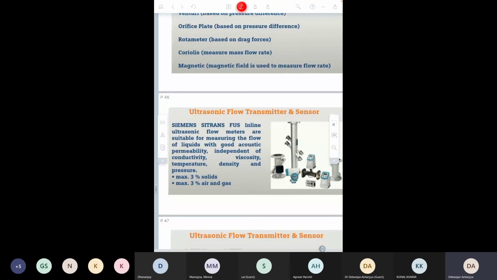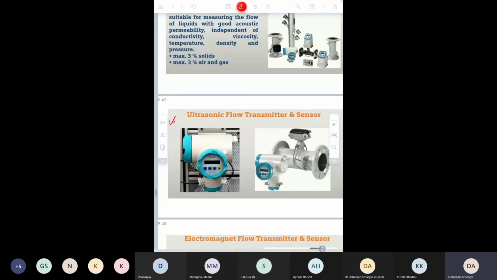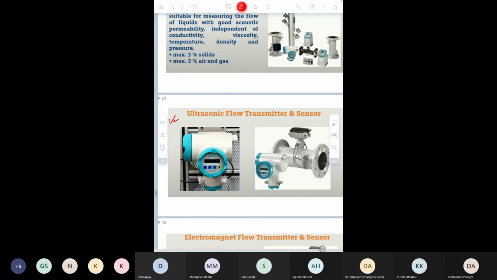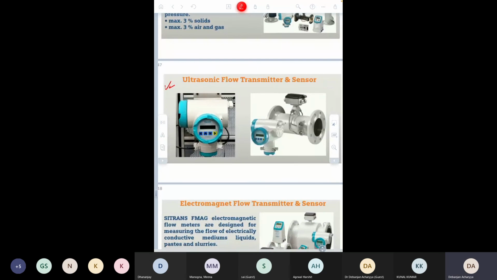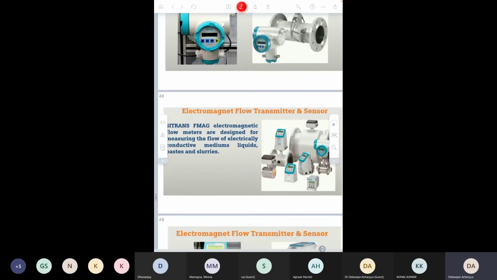Now, the ultrasonic flow meter. This is the view of an ultrasonic flow meter or sensor. I will show you a video on this.